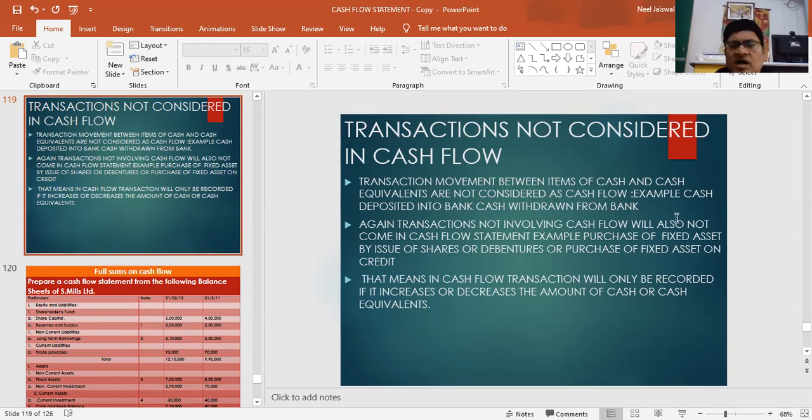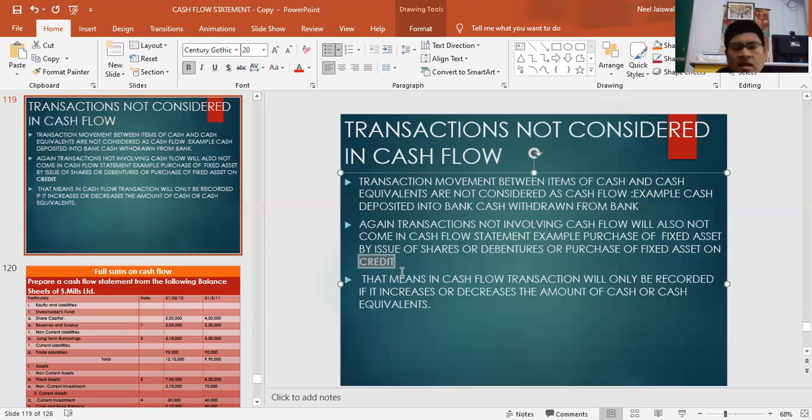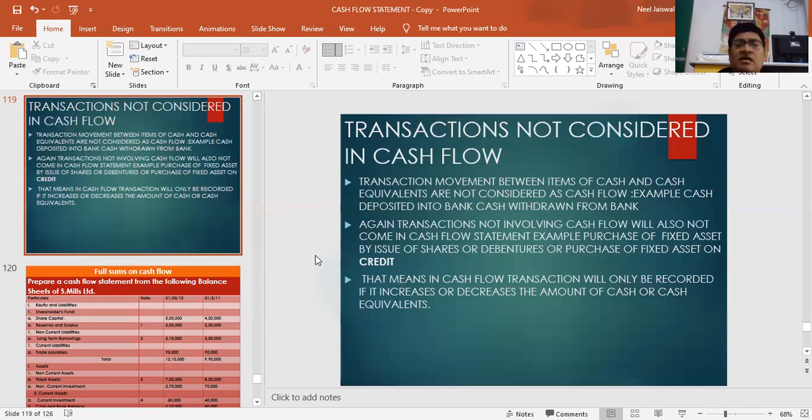Again, transactions not involving cash flow will also not come in the cash flow statement. Examples: purchase of fixed assets by issuing shares, purchase of fixed assets by issuing debentures, or purchase of fixed assets on credit. No cash is going out. We will not take that in the cash flow statement. Remember it, students. Transactions will only be recorded if they increase or decrease the amount of cash or cash equivalents.